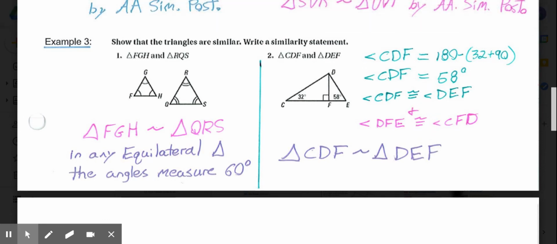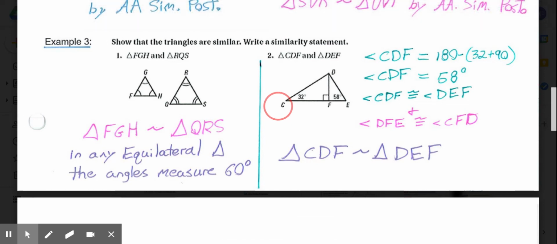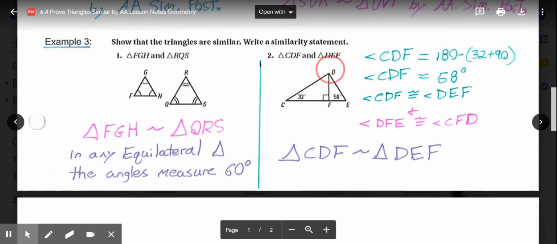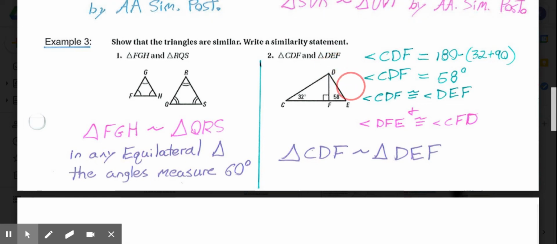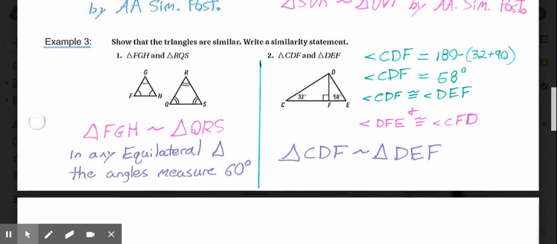So now I need to write my similarity statement. If I start with C on this one, it corresponds with D on this one. So if I said this is triangle CDF, I'd have to start with the D on this one, and that would be triangle DEF. So you need to make sure that the letters that correspond are in the same spot.